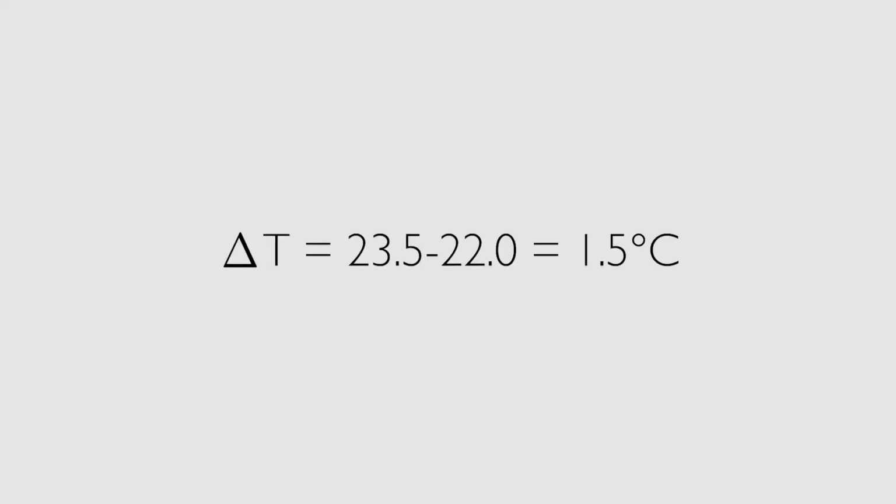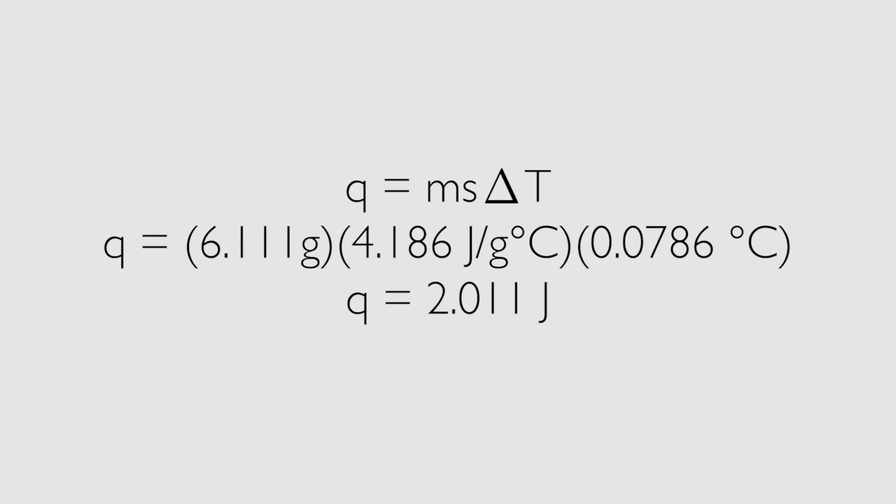I measured the temperature change of water to be 1.5 degrees Celsius. However, under relatively good lab conditions, which we certainly did not create, the observed temperature change will be smaller, around 0.0786 degrees Celsius. Our value is too big, possibly because the Bunsen burner, and not just the marshmallow, unintentionally raised the temperature of the water. To find Q, you can then plug in the mass of the water in the calorimeter, the specific heat of water, and the temperature change into the equation Q equals m S delta T. This gives you a Q value of 2.011 joules.